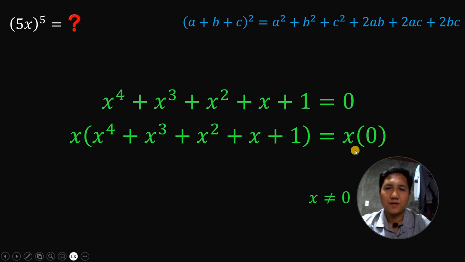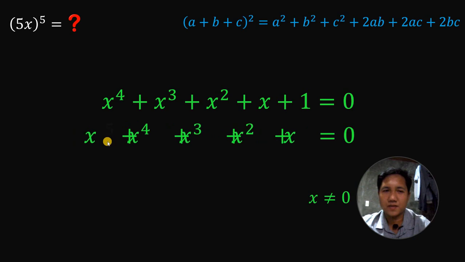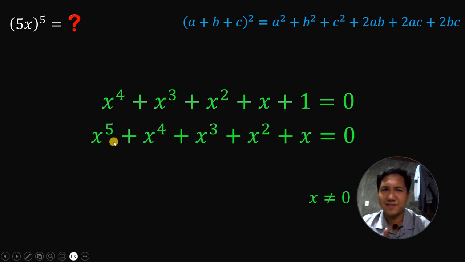On the right-hand side, x times 0 is just 0, of course. And if we distribute x to x to the 4th power plus x cubed plus x squared plus x plus 1, this will give us x raised to the 5th power, which is what we want, plus x raised to the fourth power plus x cubed plus x squared plus x equals 0.